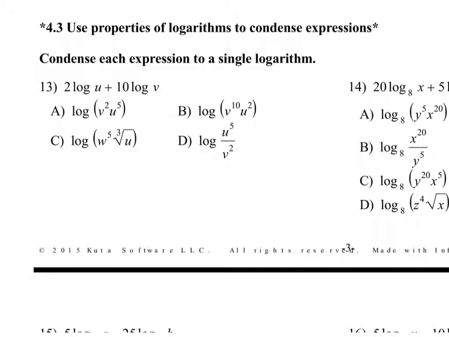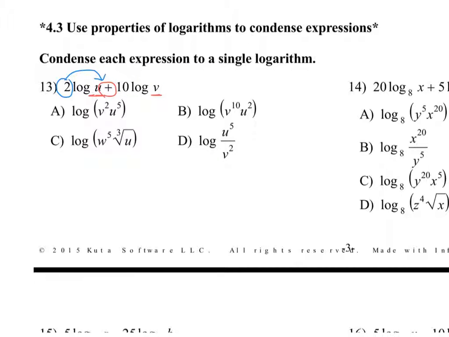So looking at number 13, I see that we have the addition of logs. That means that we can multiply the argument. So we can kind of condense this into one log. And then the other thing that I notice is that I have a 2 multiplying that first log, and I know that I can rewrite that as an exponent on the u.